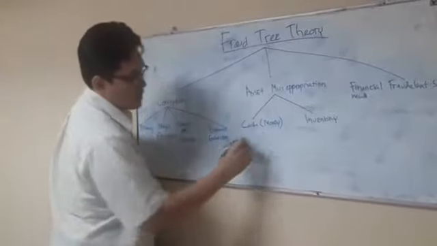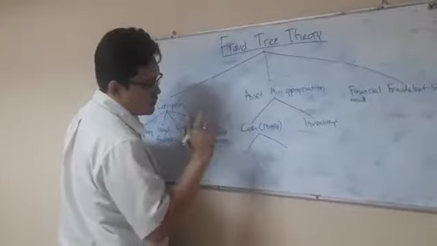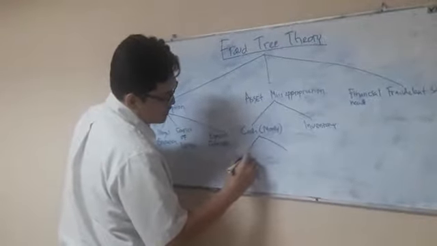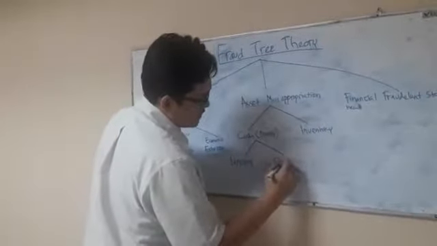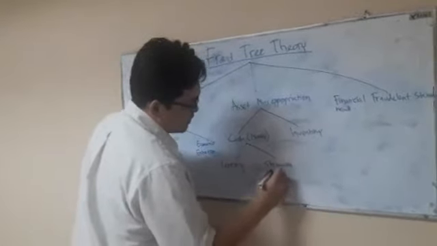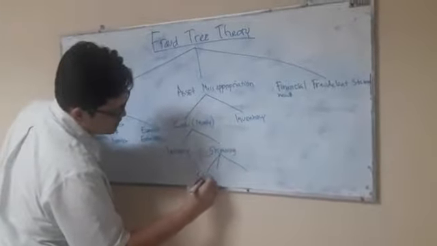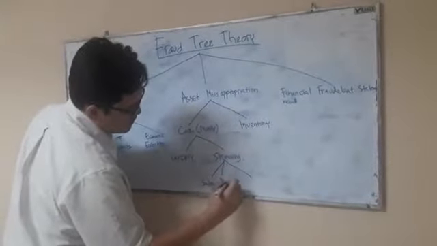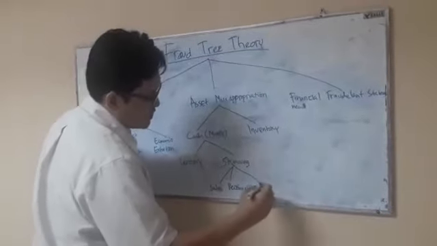I will explain. Cash or money is divided into two actions. Number one is larceny and number two is skimming. Skimming will be divided into three areas. Number one is sales, number two is receivables, and number three is refunds.